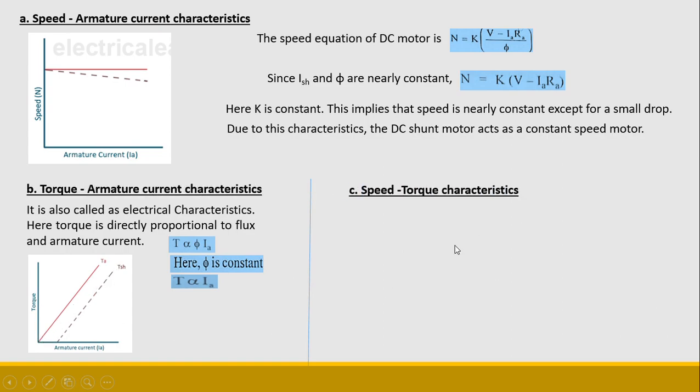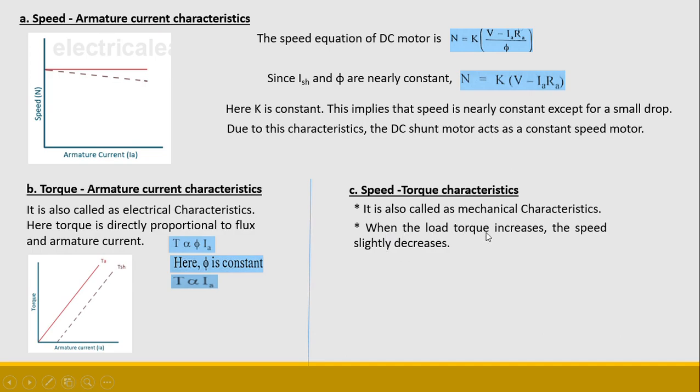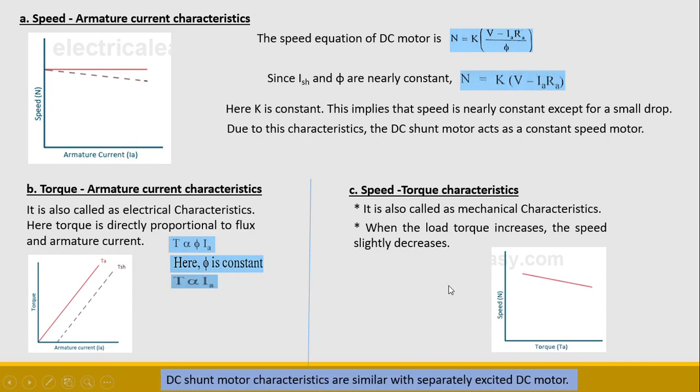Then the characteristics between speed and torque. It is also called as mechanical characteristics. When the load torque increases, the speed slightly decreases. Look at the graph where torque is taken in x-axis, speed is taken in y-axis. Dear students, you have to know one important detail that the characteristics of DC shunt motor are similar to the characteristics of separately excited DC motor.